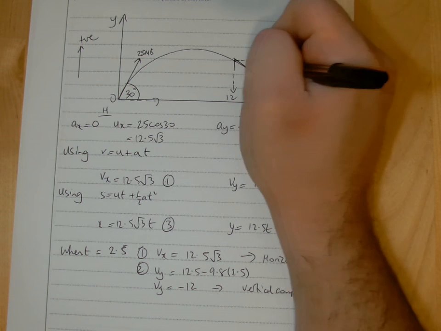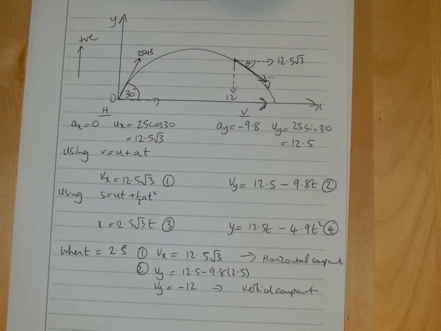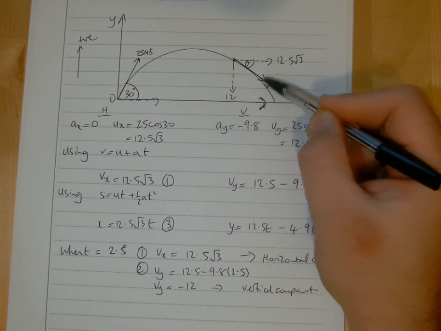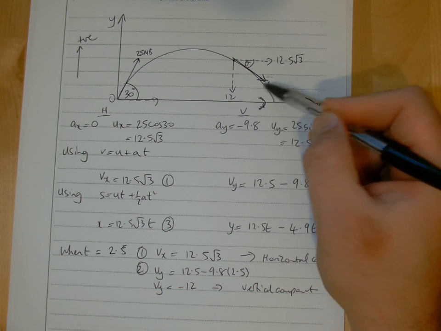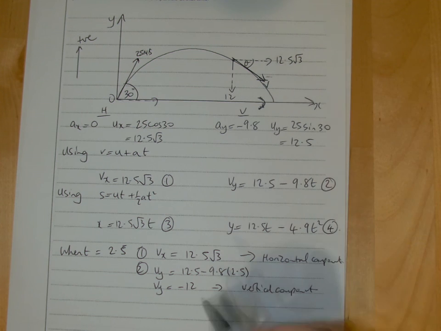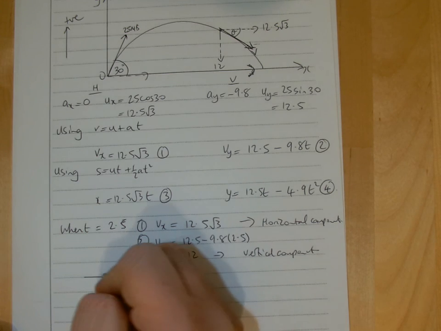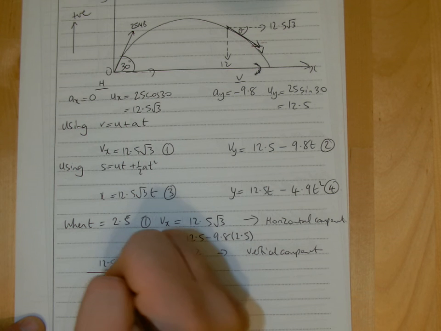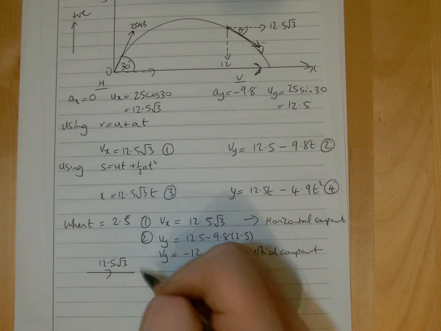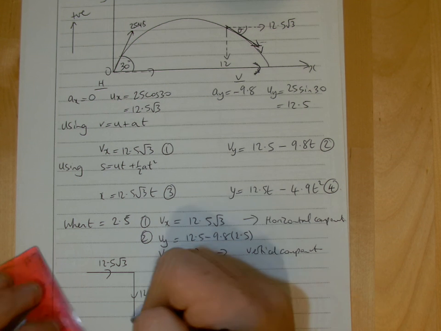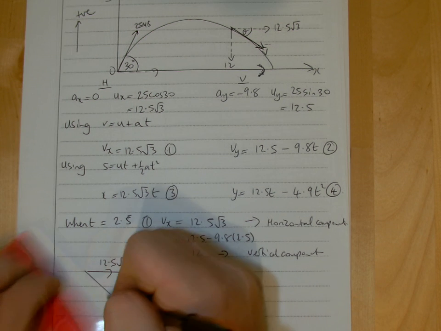So when they want a direction, we need to get an angle. We can work out that angle there. But to get the speed, I want the speed it's going at, so I need to work out what v is here. I need to take the two components and put them together. It's just essentially resolving forces. You've got 12.5 root 3 going that way, and of course 12 going that way. So you've got yourself a triangle to get your v.